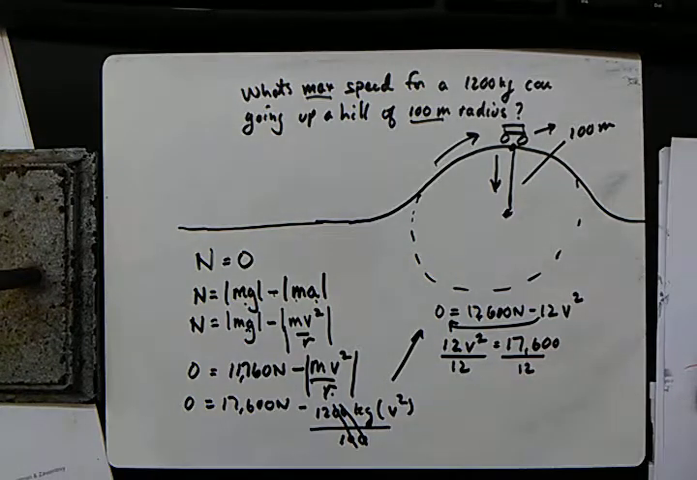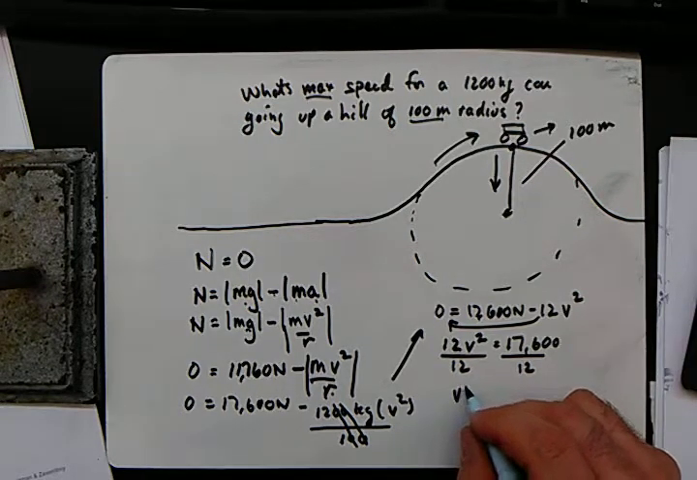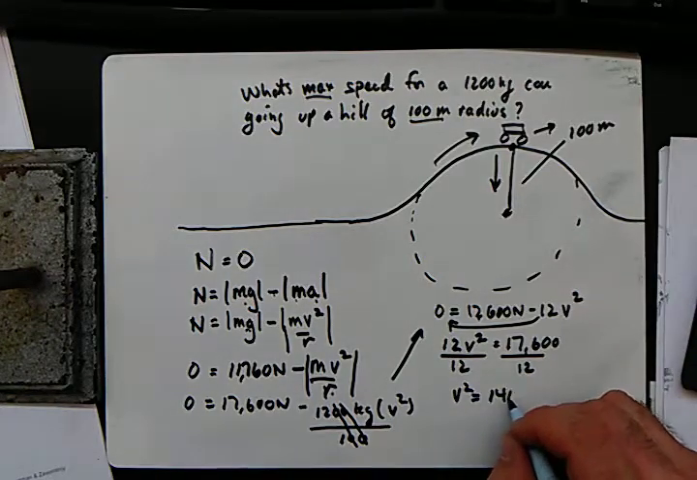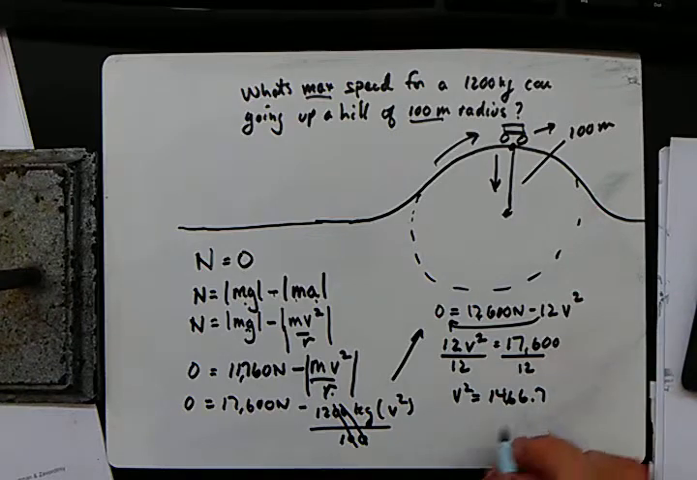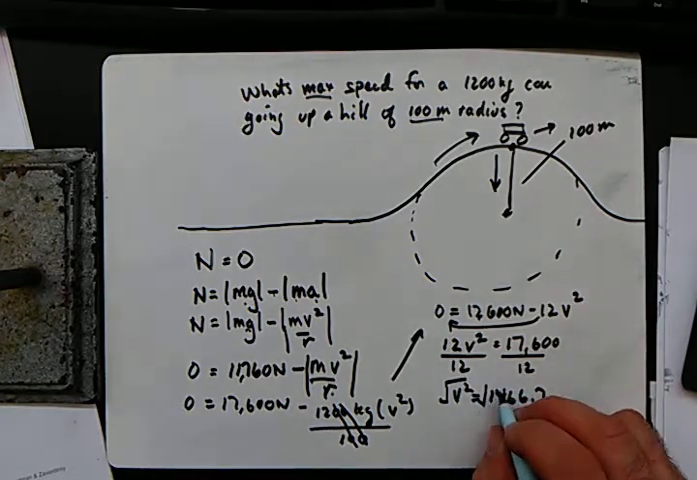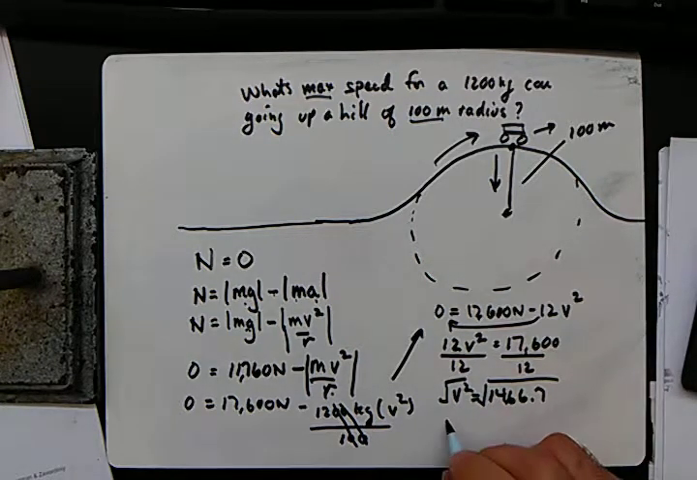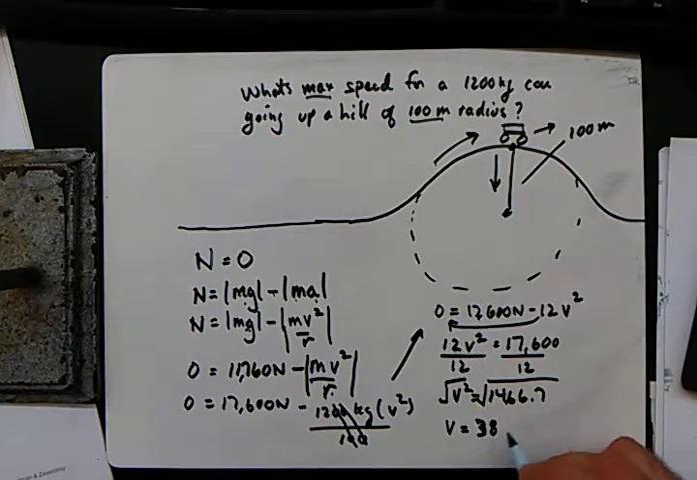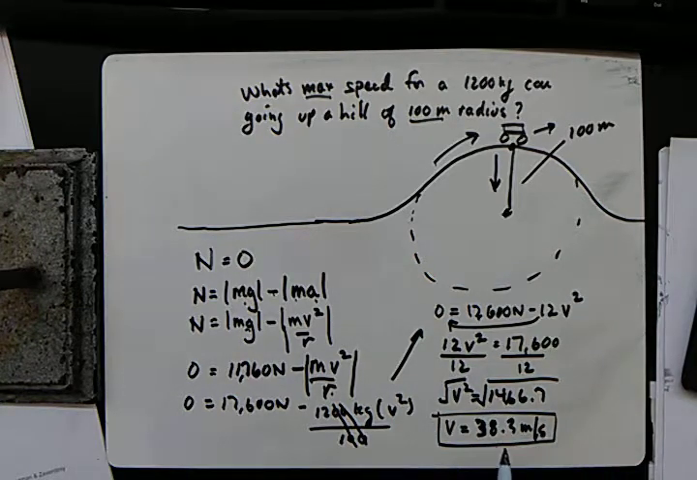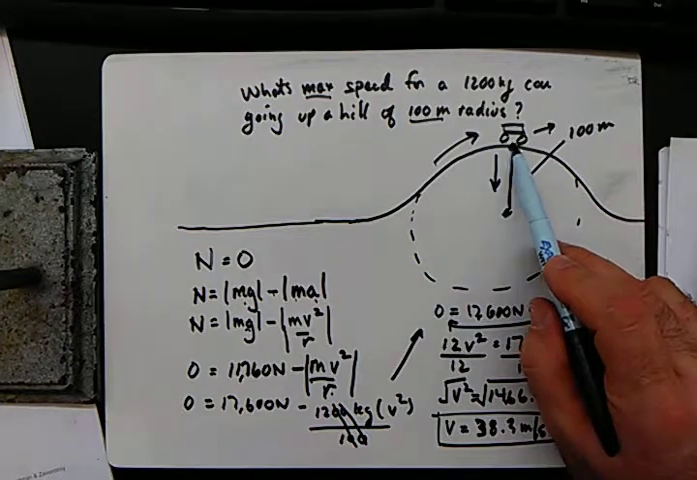Divide by 12. And guys, the way that you arrive at your math may be a little bit different than I do, and that's okay. 17,600 divided by 12. So v squared is 1466.7. Let's solve for the velocity. So the square root of that number. Okay, velocity is 38.3 meters per second. Now, at 38.3, this thing becomes weightless.